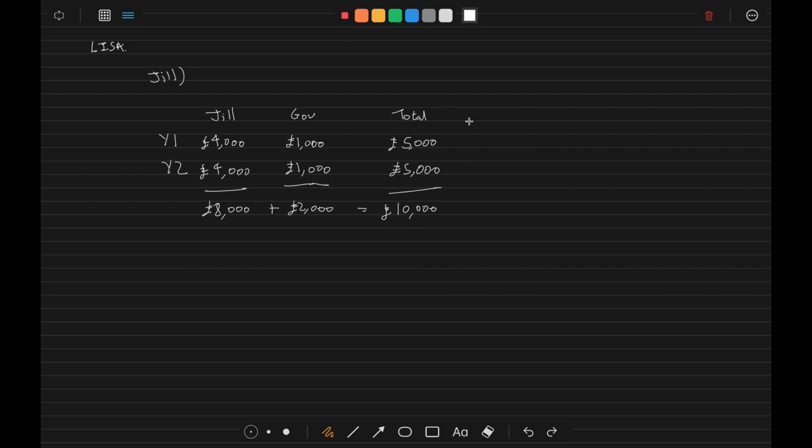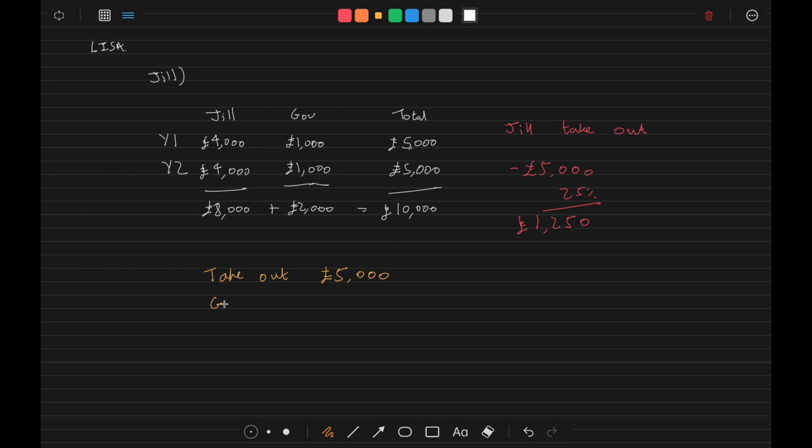So let's say Jill wants to take out £5,000. So Jill goes to take out the £5,000. The government's going to charge Jill 25%. So the government's going to charge Jill £1,250 for taking out that money. And if you think about it, this balance here is going to come down by £5,000.